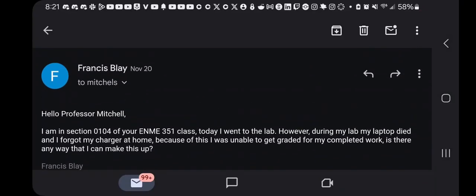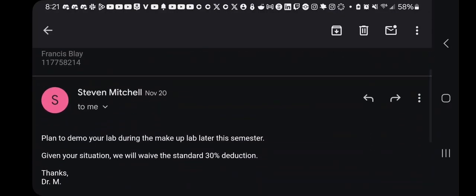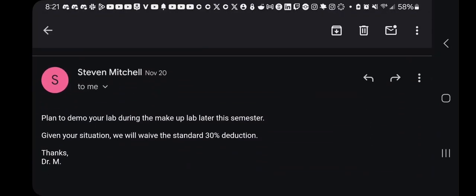I'm a part of section 1004 of EMA 351. During my Lab 8 section, my laptop died, and so I was not able to get a complete grade for my work. Here's my email to Stephen Mitchell, and here is his email saying that I should plan my lab during makeup and that the 30% deduction will be waived.